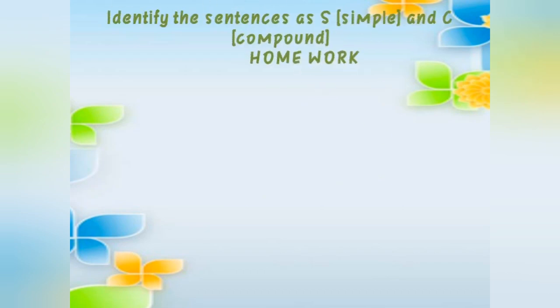Yes students, before starting today's class, first of all we are going to tell you the answers of yesterday's homework. In that I gave you sentences to identify as S for simple and C for compound. Simple means there is one independent clause, one sentence that is independent. Compound means we have two sentences and both are independent, but they are joined with a semicolon or a coordinating conjunction. Now, what are the coordinating conjunctions? Only one word you have to keep in your mind, that is FANBOYS.